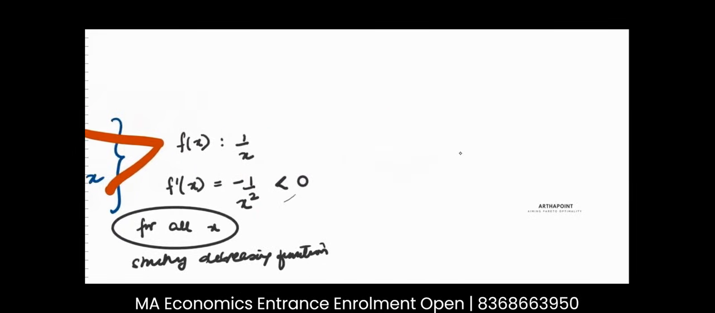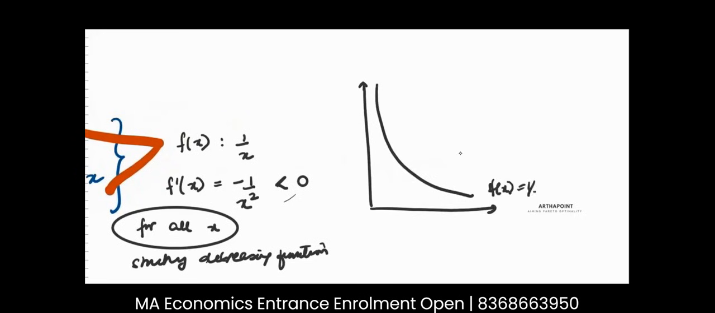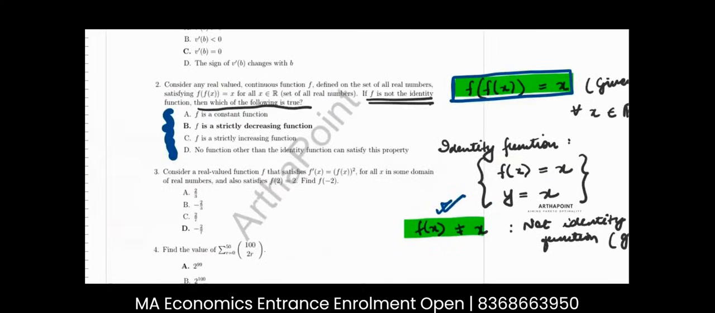And if you notice, you will see that 1 by x is actually a rectangular hyperbola. f(x) is equal to 1 by x, so it is a strictly decreasing function for all values of x. Therefore, I can say that the answer is B. f is a strictly decreasing function.